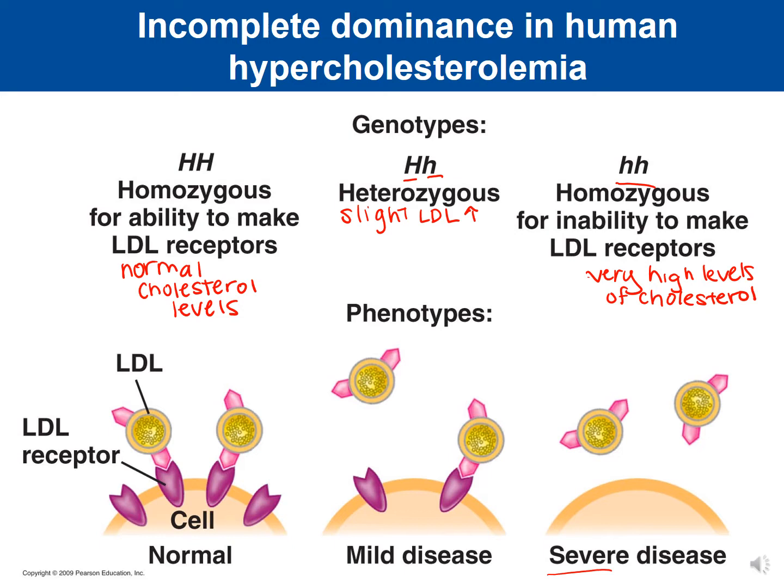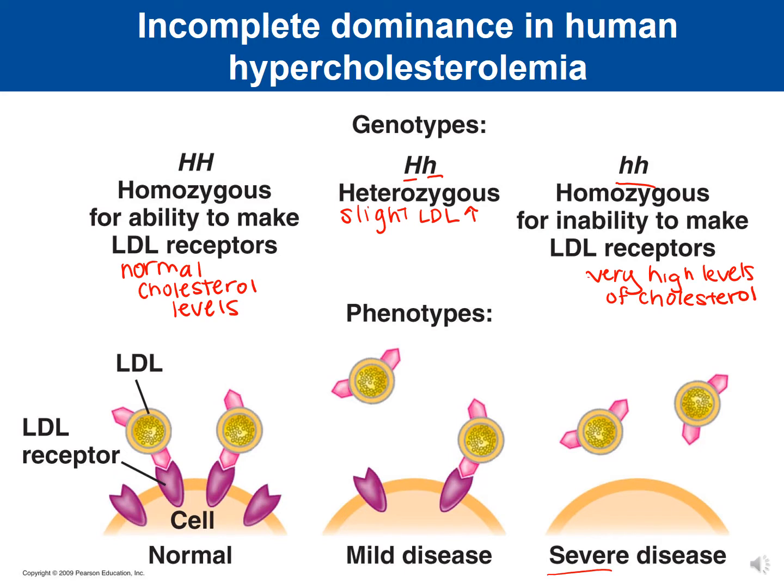So again, this would be an example of incomplete dominance. If you are heterozygous, if you have one allele that makes LDL receptors and one allele that doesn't, the phenotype is in between, right? Notice that you make some LDL receptors. So it's not that you have all and it's not that you have none. You have somewhere in between. And that's what leads to the phenotype in between, which is the mild disease.